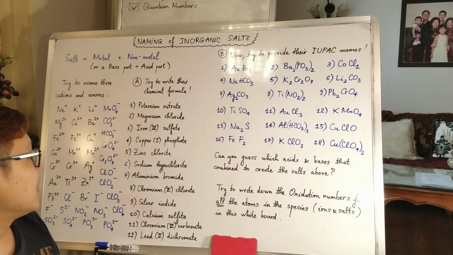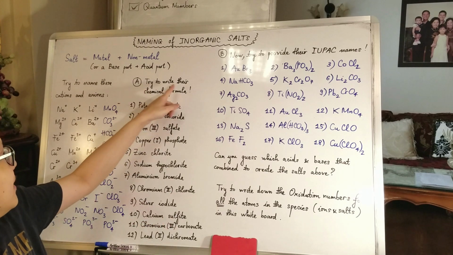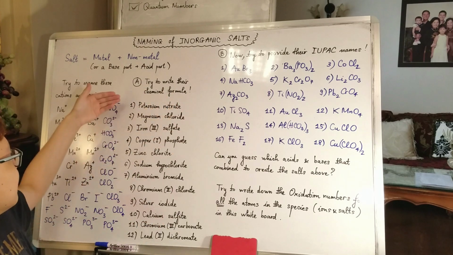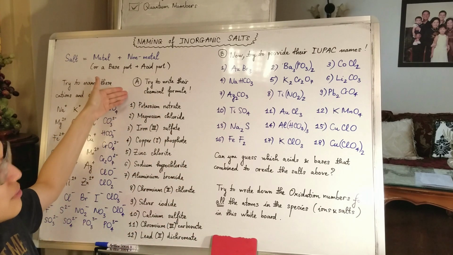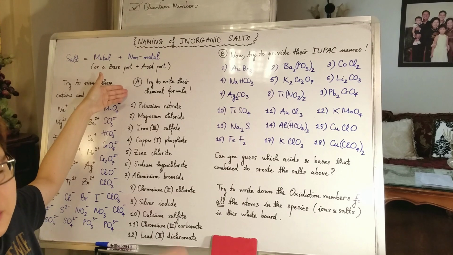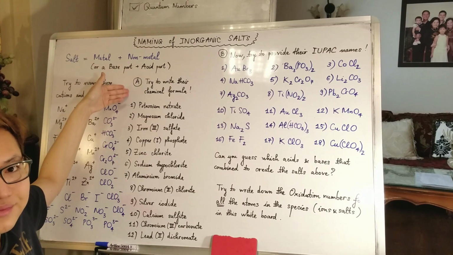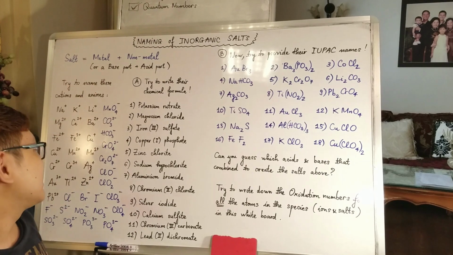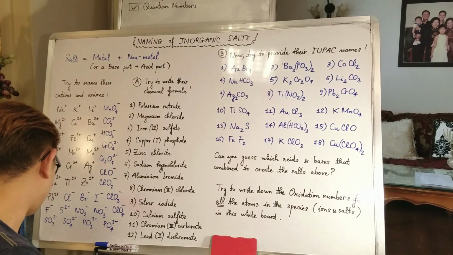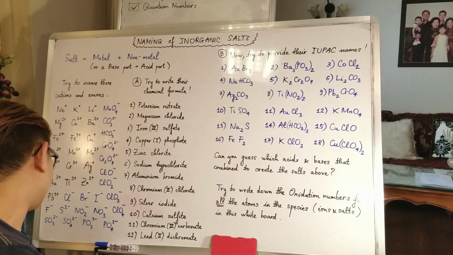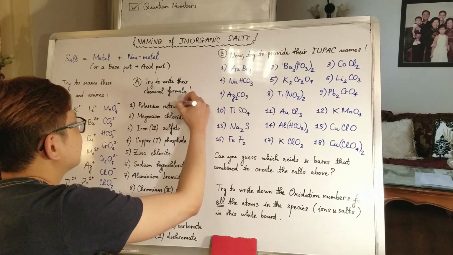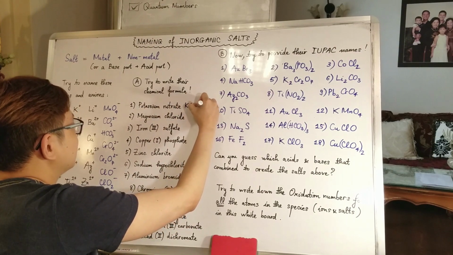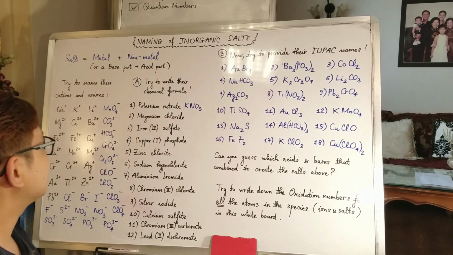So now let's come to the next part. Can you try to write these chemical formulas? Please just pause the video and try to do it yourself. Okay, now let's try. What's the answer here? Potassium nitrate is KNO3.